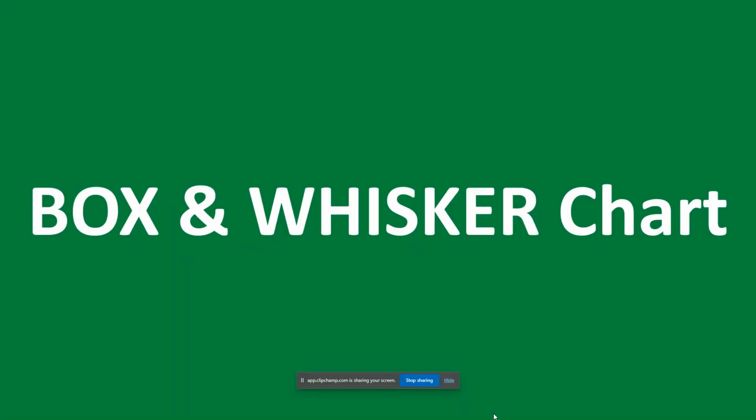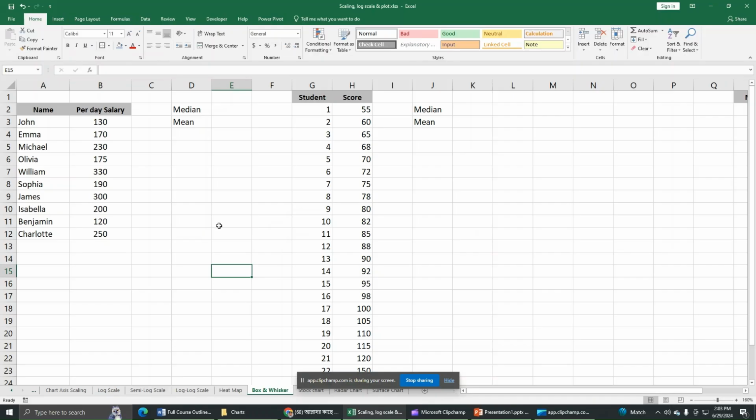Hello everyone. Today we will see box and whisker chart in Excel. So let's start. Box and whisker charts are also called box charts. I will show you by using three separate data sets.